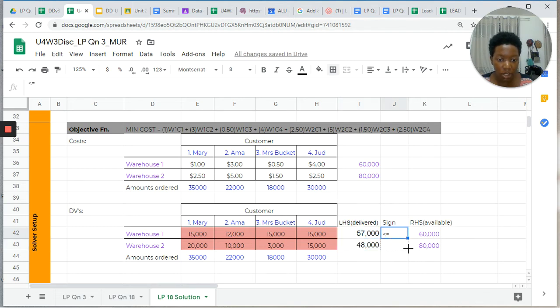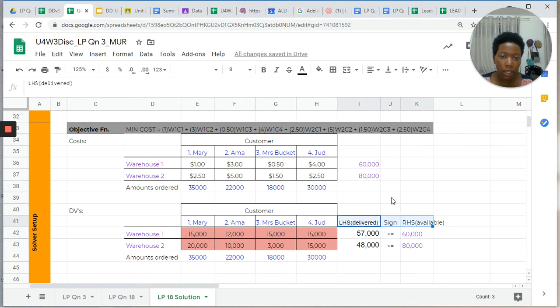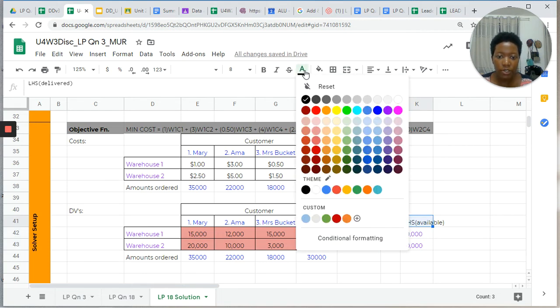It's coincidental that those numbers actually came up to not exceed that, because remember, I'm just guessing these numbers as we go. Solver will give us exact numbers. Okay, and I'm just going to make these a different color so that you know that this is what goes into Solver.